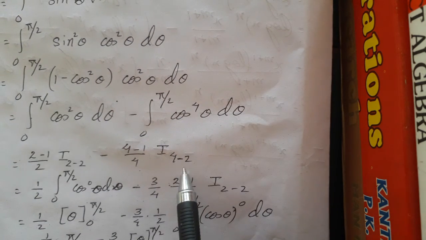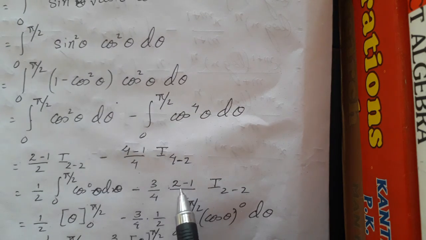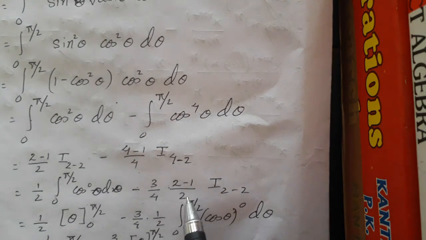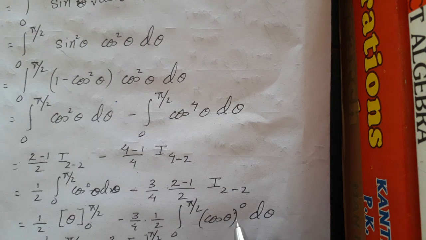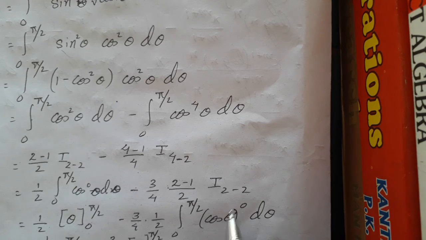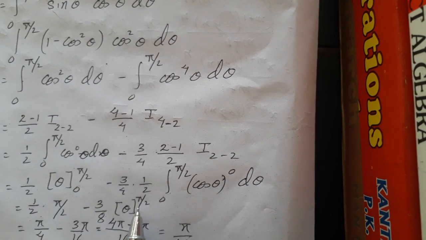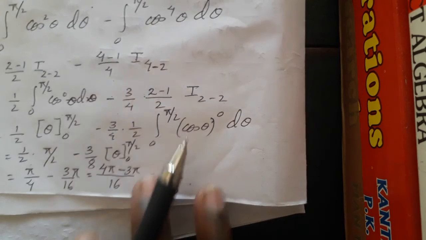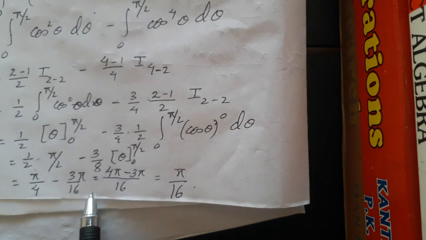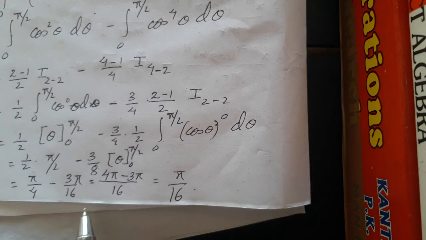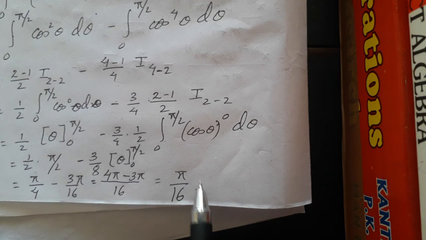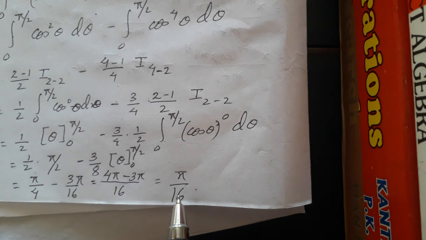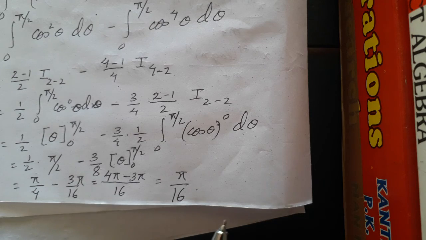Here it is 2, now n is 2, so we can use the formula again. We get (2 minus 1)/2 times I_(2 minus 2), that is I_0, which means cos θ to the power 0 dθ. So this will give you 1. So we integrate dθ, we get θ from 0 to π/2. If I apply the limit, we get π/4 minus 3π/16. If you do the LCM here and simplify this, we get the answer of this integration to be π/16. So we have derived the integration by using the reduction formula here.